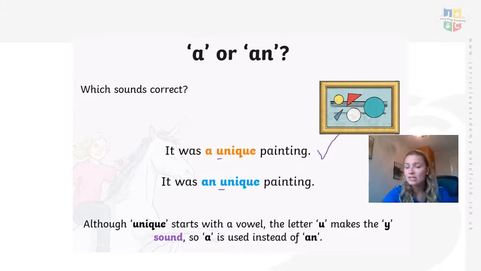So we would do that. This is why we have to keep checking our sentences to make sure whether we have used a or an correctly.